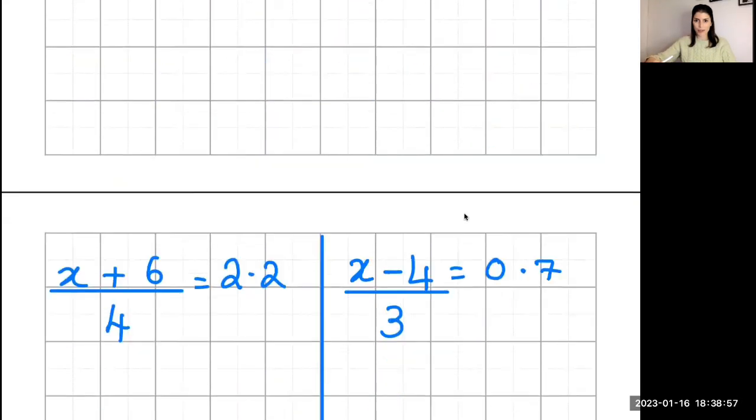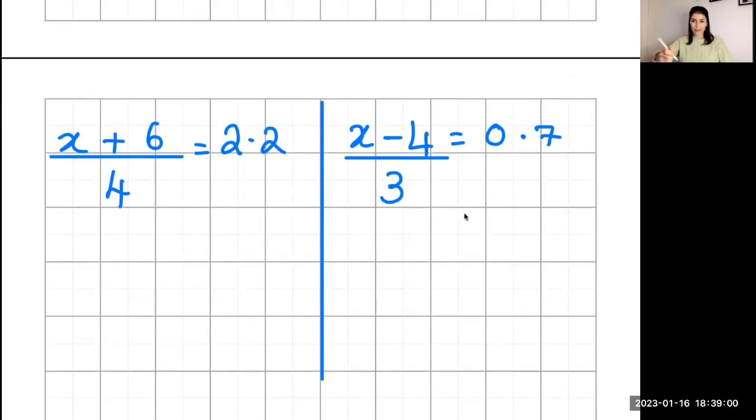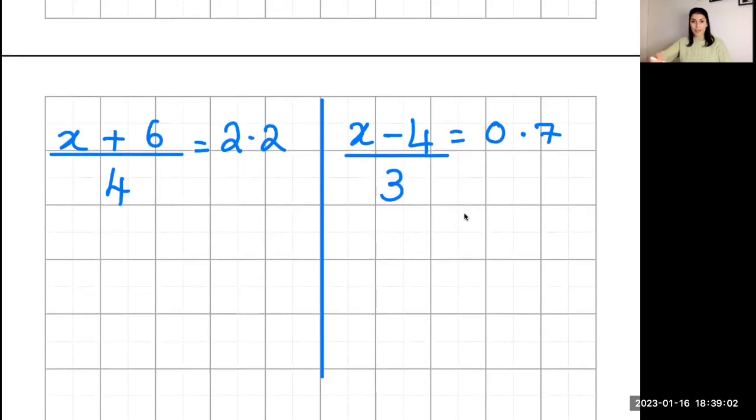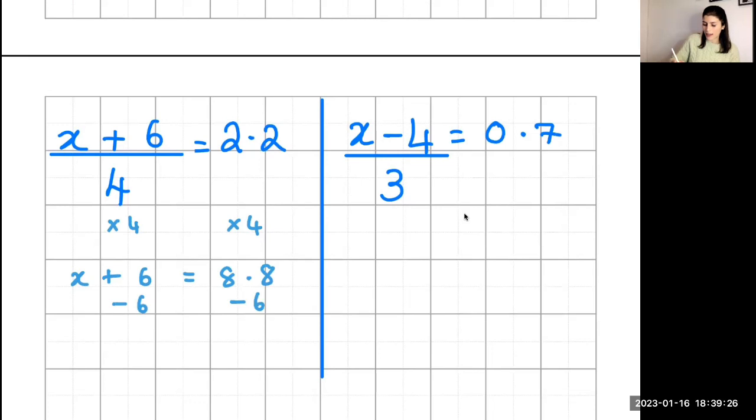Okay, so now slightly different. In this case, the example on the left is x plus 6, then divided by 4. So everything is divided by 4 here. This is when you times by the denominator first. Okay, so we're going to times by 4 on both sides. Then you're left with x plus 6 equals 8.8. And then to get rid of that plus 6, we subtract the 6. And then you're left with x is equal to 2.8. Any questions, write in the chat now. Otherwise, have a go at the one on the right.